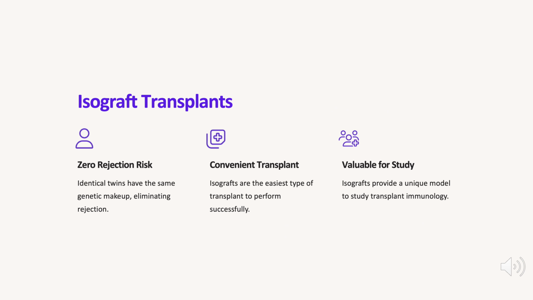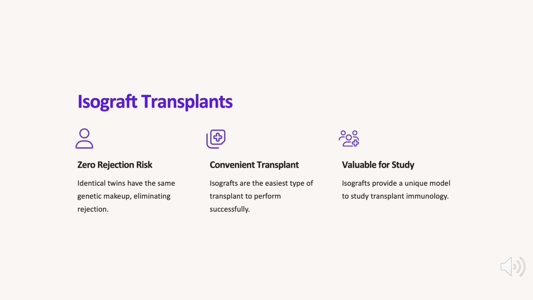Isograft transplants offer unique advantages due to their inherent characteristics. 1. Zero rejection risks. Since isografts occur between identical twins who share the same genetic makeup, there is virtually no risk of rejection. This makes isografts an ideal option for transplantation, as the immune system recognizes the transplanted tissue as self.